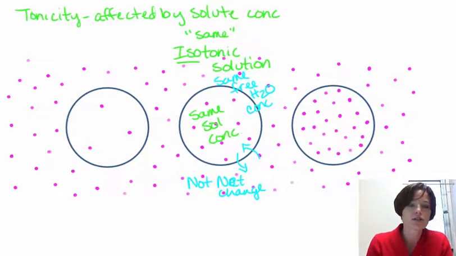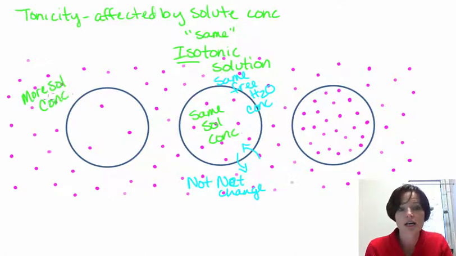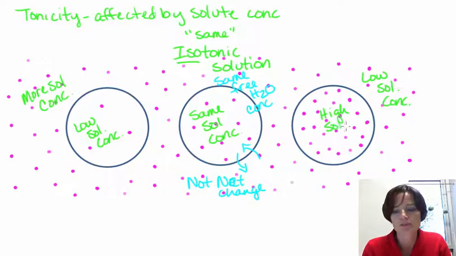If we look at the other two, notice that this one over here, if we compare inside to what we have outside, we have much more solute. So there's more solute or a higher concentration on the outside compared to what we have on the inside. So on the inside would be a low solute concentration. And then when we look over here, on the outside is going to be a low solute concentration compared to the inside, which would be a high solute concentration.